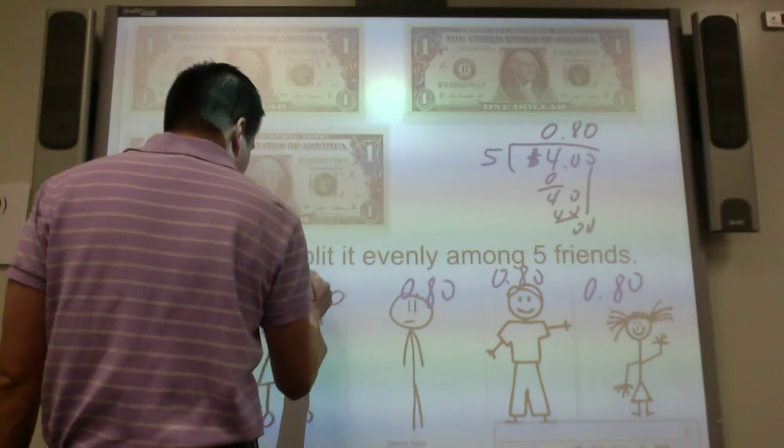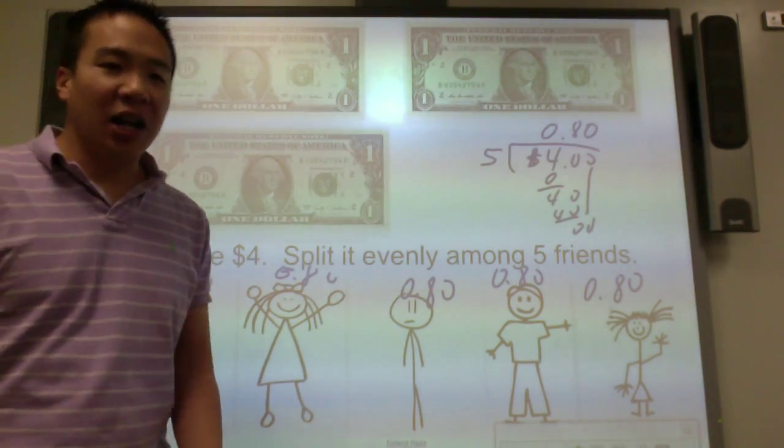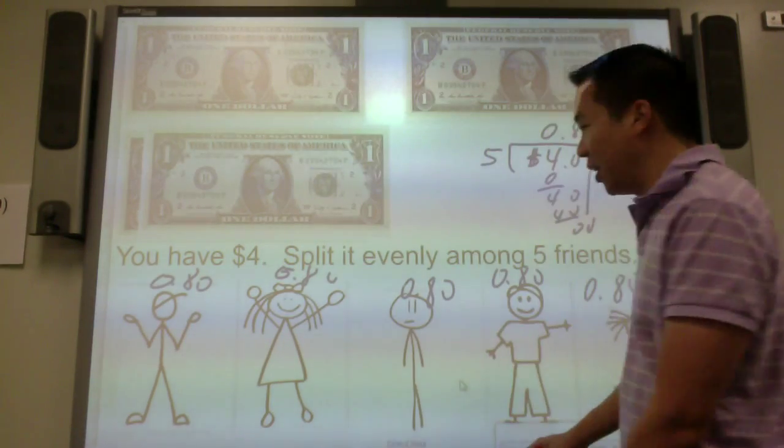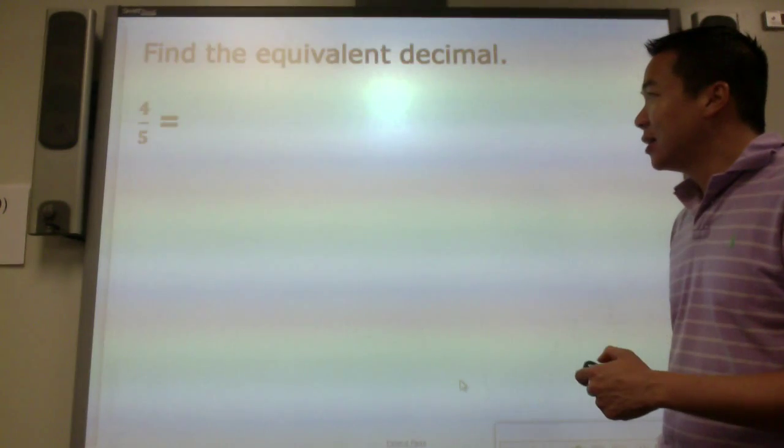He's unhappy. Spoiled, I think. And 80 cents. So if I have $4 and I want to split it evenly among 5 friends, each person will get 80 cents.